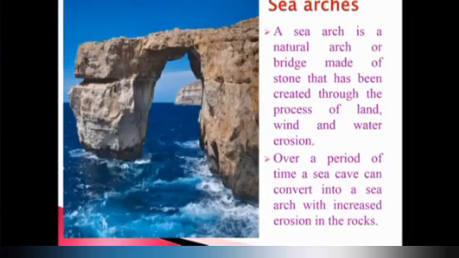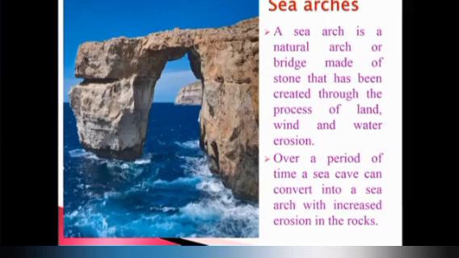Next, we are going to learn about sea arches. A sea arch is a natural arch or bridge made of stone that has been created through the process of land, wind and water erosion. Over a period of time, a sea cave can convert into a sea arch with increased erosion in the rocks.